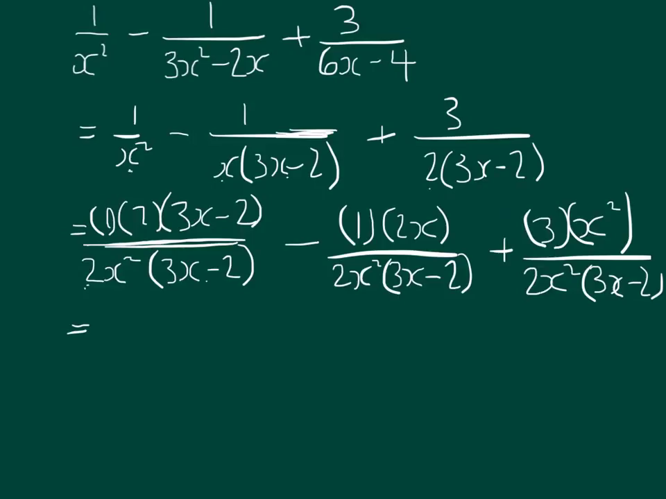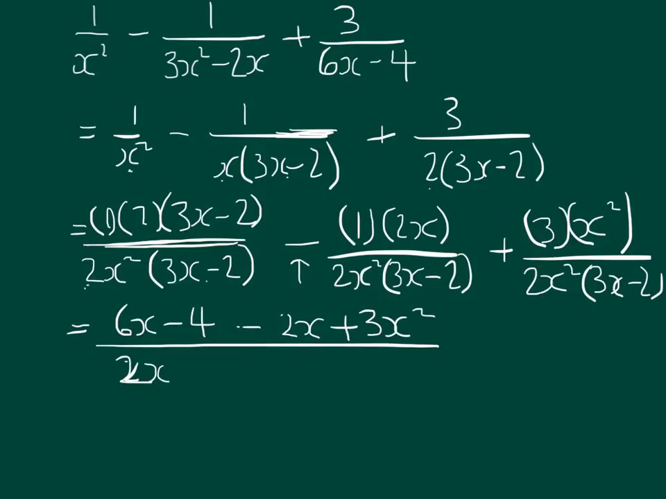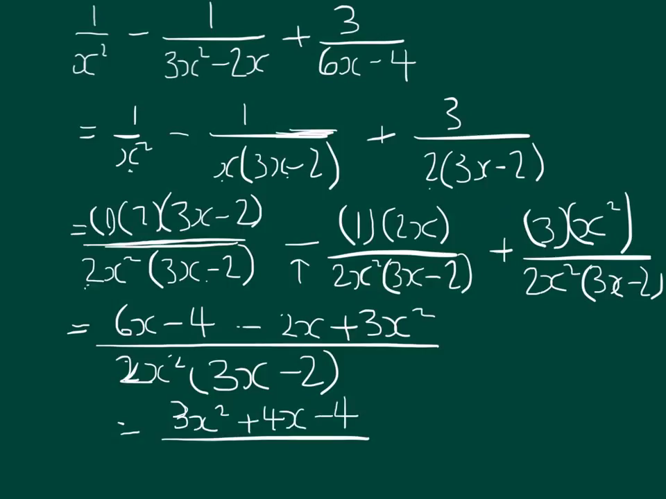Right, so now let's expand the tops. So this is 6x take 4 minus, because there's a minus here, careful with that, so minus 2x plus 3x squared all over 2x squared times 3x take 2. And that gives us 3x squared plus 4x take 4 over 2x squared times 3x take 2.